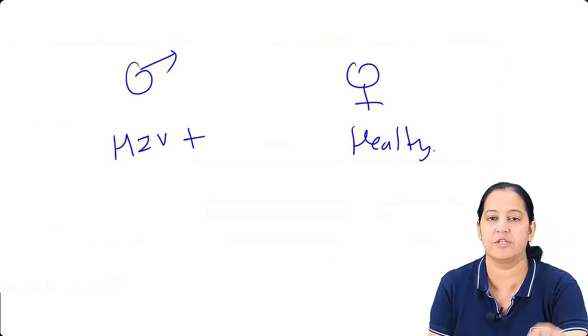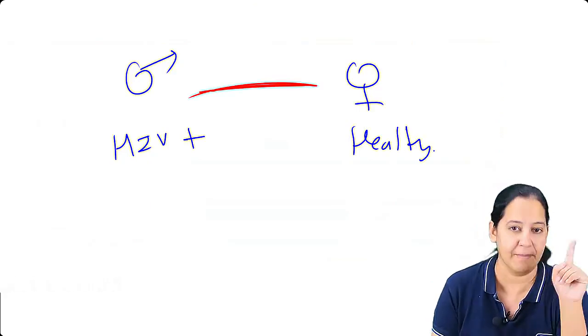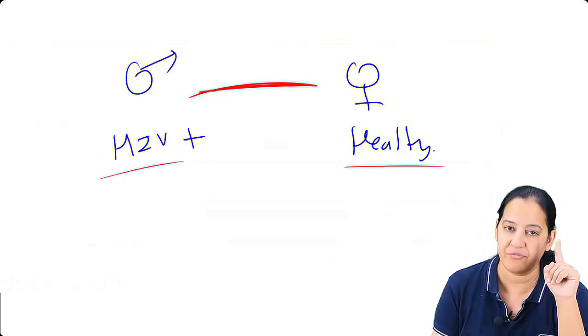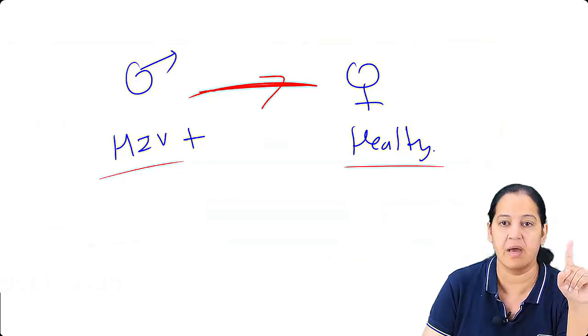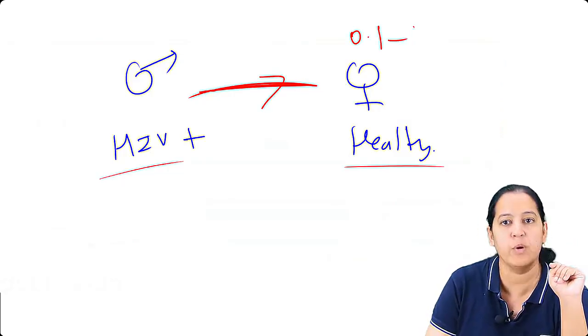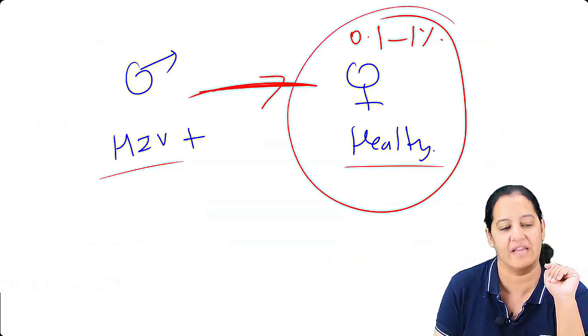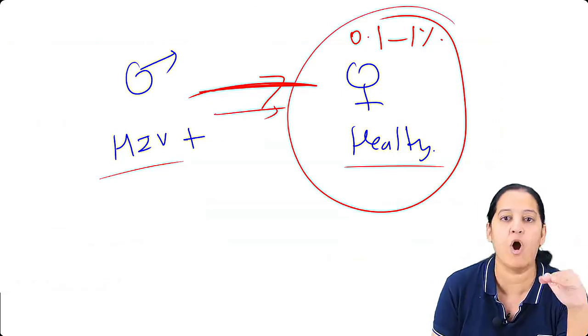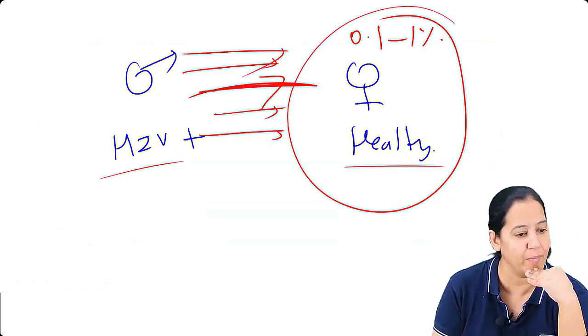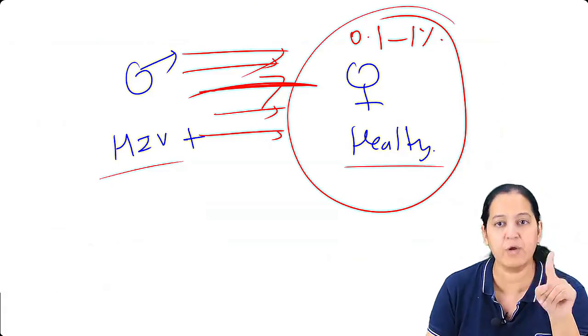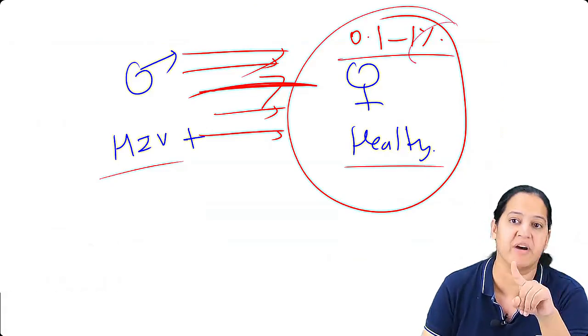They have sexual intercourse between them. The male is positive, the female is healthy. After intercourse, per penetration, there is only a 0.1 to 1% chance that she will have HIV. But it depends on how many penetrations, how many coitus, how many times there is intercourse. But per coitus it's only 1%, maximum.